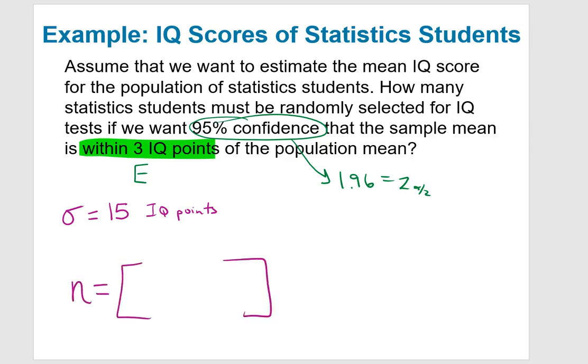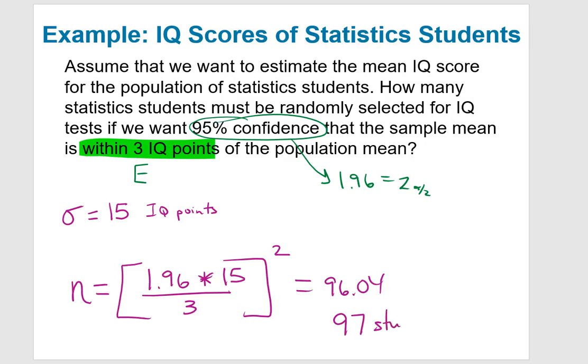Again, to find your sample size, you are going to square that critical value, multiply it by the standard deviation, which we just found out was 15, and divide it by our error, which was 3 points. Put that in your calculator, and it turns out to 96.04. Because we have that decimal, we have to round it up. So we need 97 students. We are going to have to offer them an IQ test to get a 95% confidence interval.